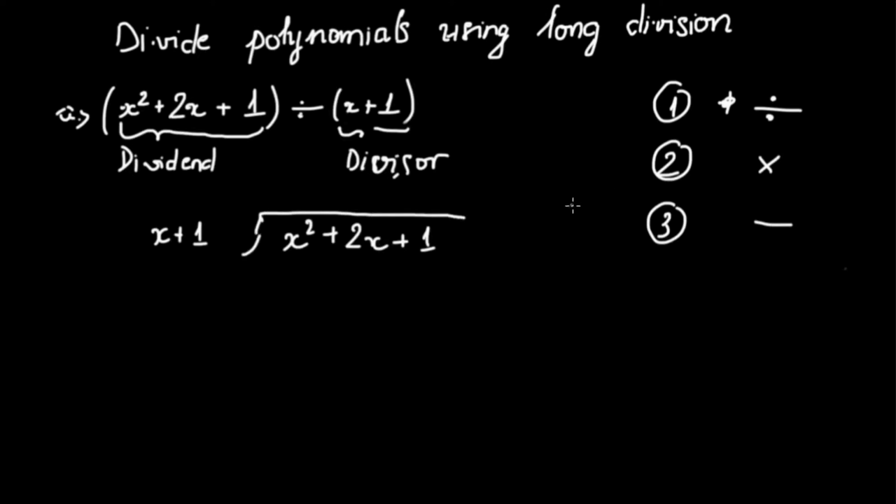We need to follow the first step right here, which is division. We take x squared, the first term, divided by x. You get x, we put right here. So the second step is multiplication. We take x, we multiply back to the divisor right here. So x times x, you put x squared right here. X times 1, you get x, you put it here.